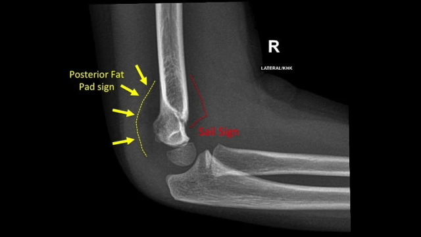Complications of supracondylar humeral fractures: median nerve and brachial artery injury may lead to a Volkmann ischemic contracture, which is a claw-like deformity from ischemia with flexion and contracture of the wrist. They may have radial nerve injury as well.